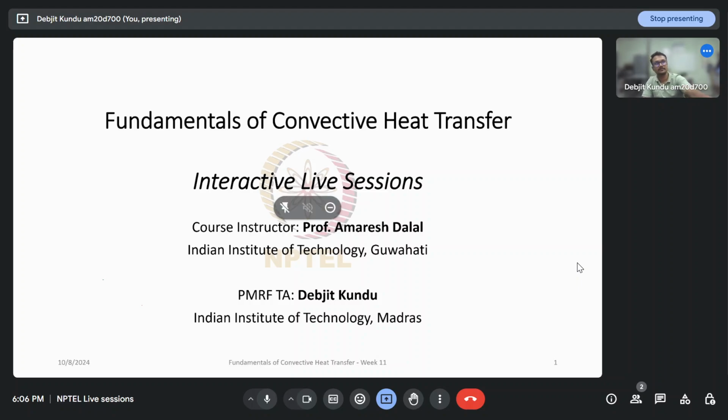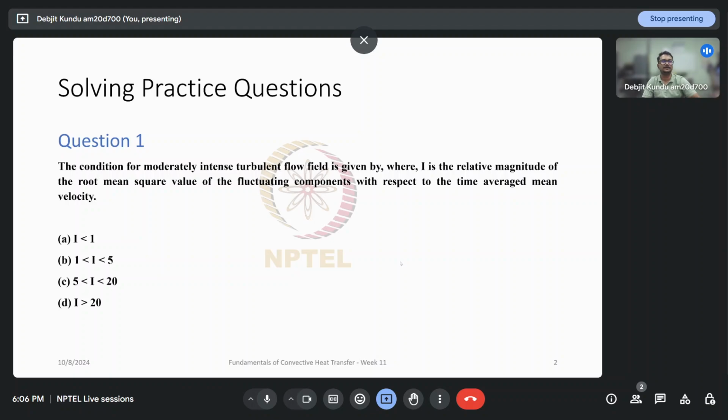Let's head into them. First up, question number one, which asks for the condition for moderately intense turbulent flow. These words are important here. A moderately intense turbulent flow field is given by I, which is our parameter here. I is the relative magnitude of the root mean square value of the fluctuating components with respect to the time averaged mean velocity. That's how turbulence intensity is defined.